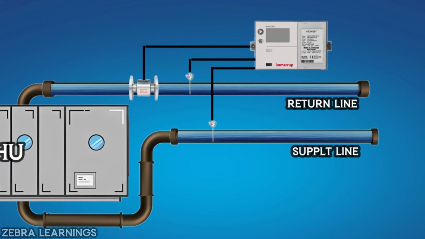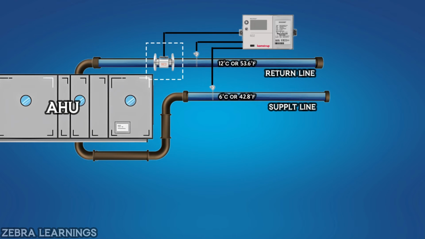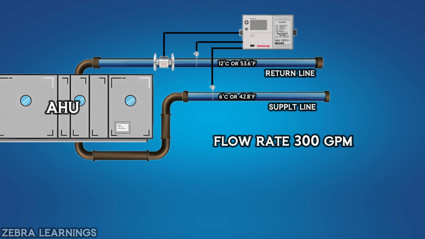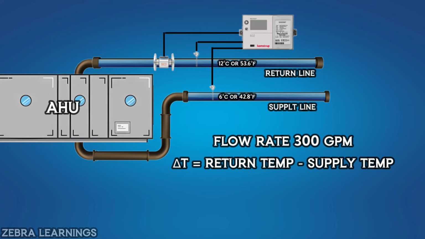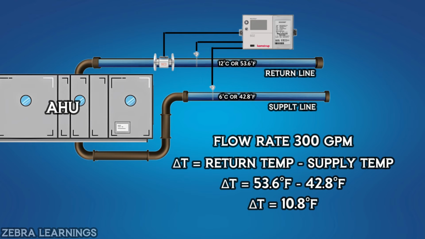For example, chilled water enters the AHU at 6 degrees Celsius or 42.8 degrees Fahrenheit and exits at 12 degrees Celsius or 53.6 degrees Fahrenheit, as it takes a lot of heat from the room. Flow meter sensor measures how much water is flowing in the pipeline. Let's take this as 300 gallons per minute. Delta T is the temperature difference between the water in the return and supply lines. So, return temperature 53.6 degrees Fahrenheit minus supply temperature 42.8 degrees Fahrenheit equals 10.8 degrees Fahrenheit.